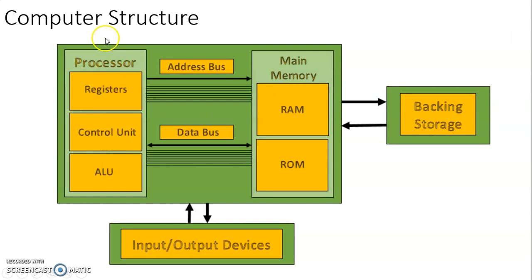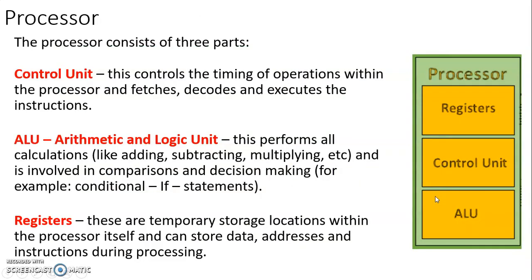This is our processor, and we're going to look at registers, the control unit, and the ALU. I'll explain what each part is and what their function is. The processor consists of three parts, and the first one we're going to look at is the control unit. This controls the timing of operations within the processor, and it fetches, decodes, and executes the instructions.